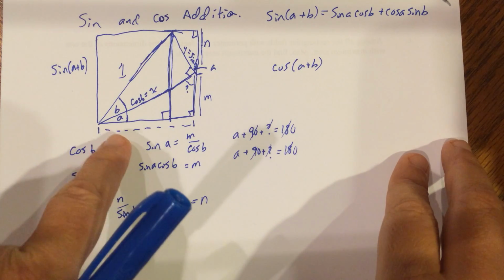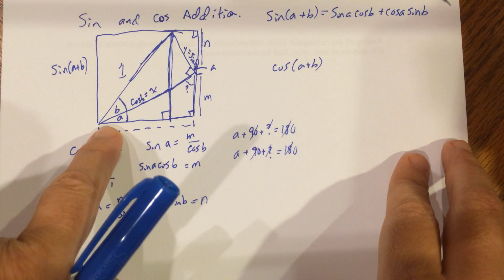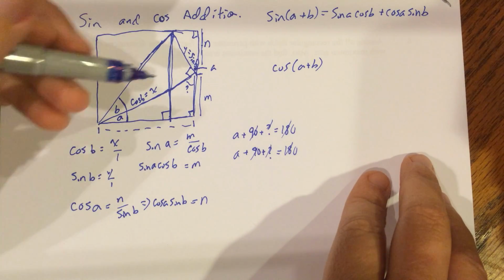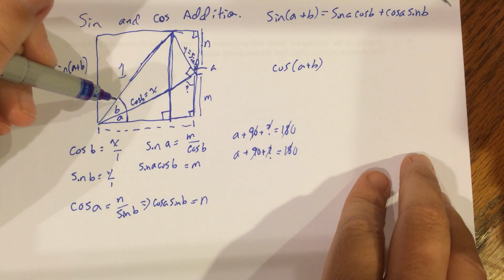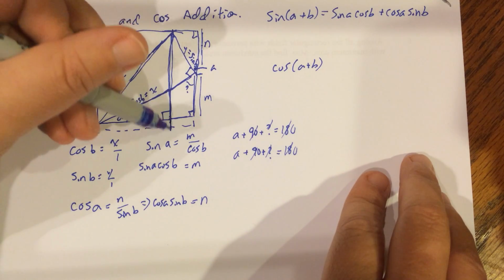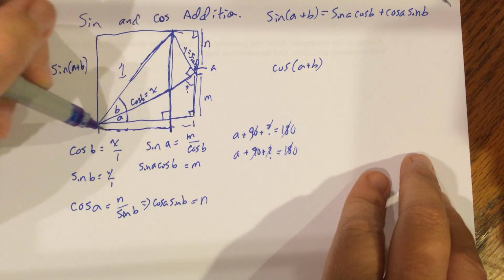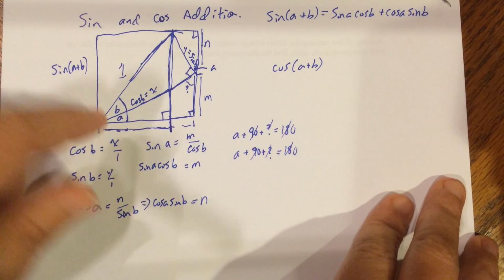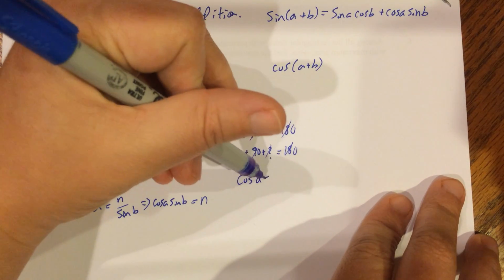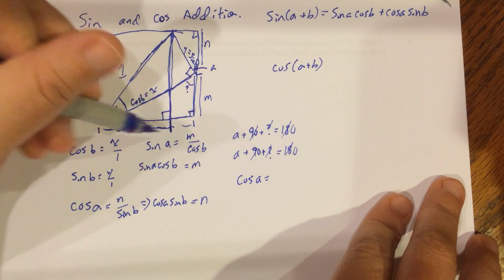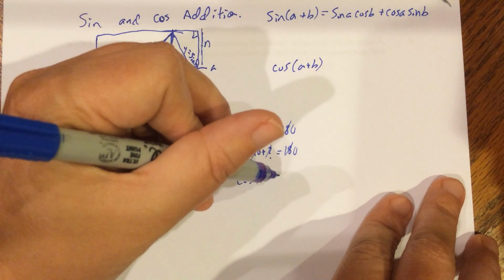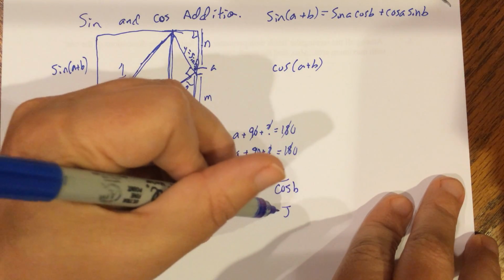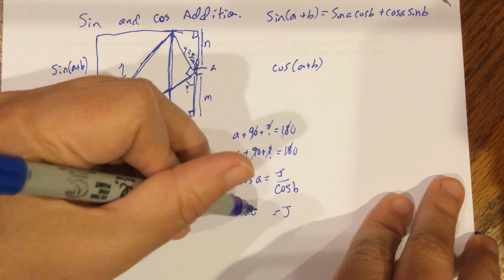So maybe we could find out what cos of A is. So cos of A plus B, because B ends up here, is literally just this side. So this part. But I could find cos of A. Cos of A is the one that goes all the way out. So cos of A, because this is adjacent, would be this entire side, so let's call the entire side J, over the hypotenuse, cos of B. So J will equal cos A cos B.